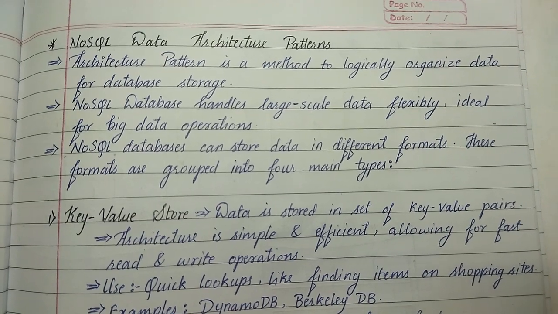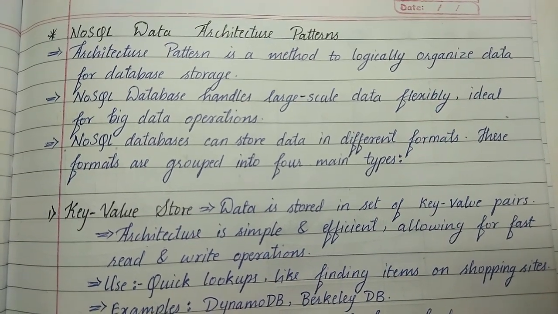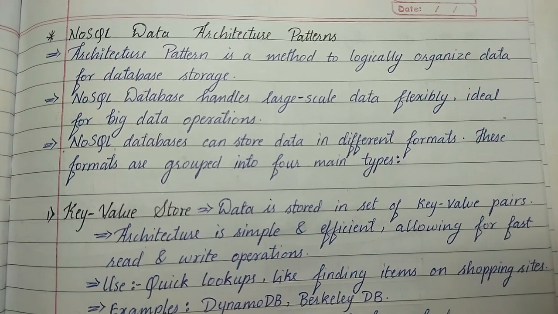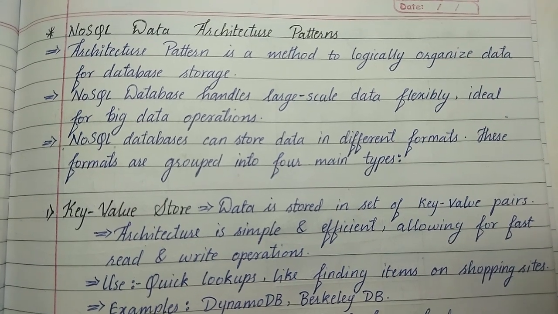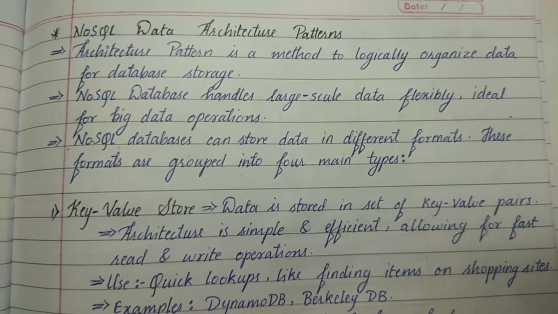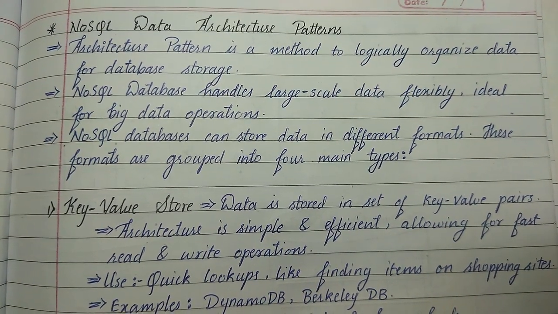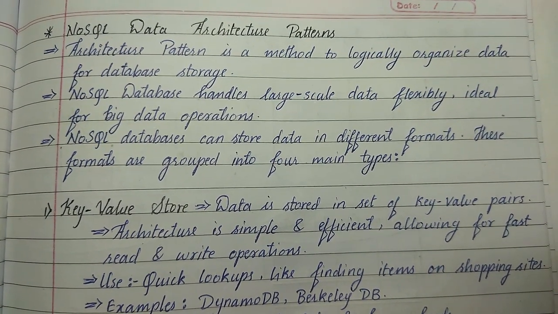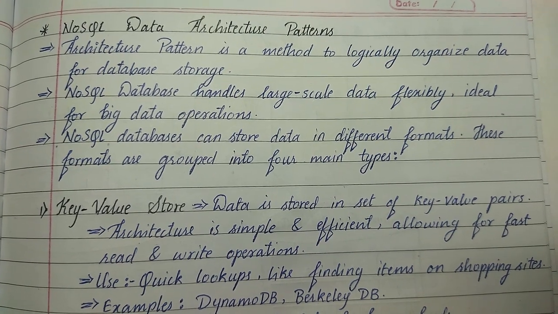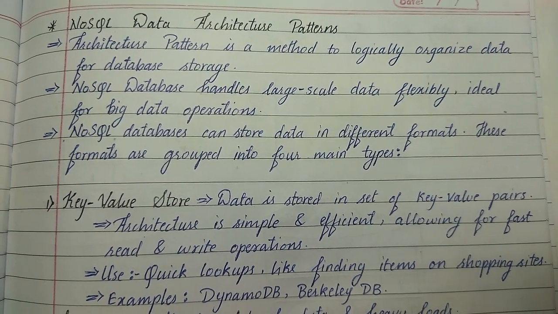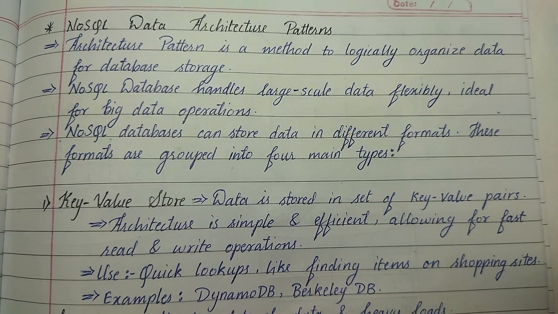Architecture pattern is a method to logically organize data for database storage, and NoSQL database handles large scale data flexibility, ideal for big data operations. NoSQL databases can store data in different formats, and these formats are grouped into four main types. First is key value store.